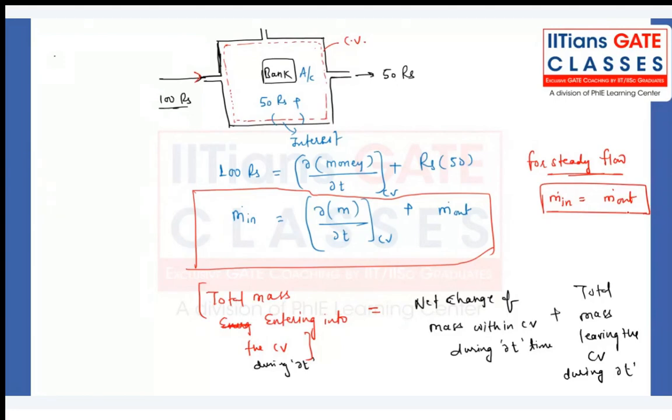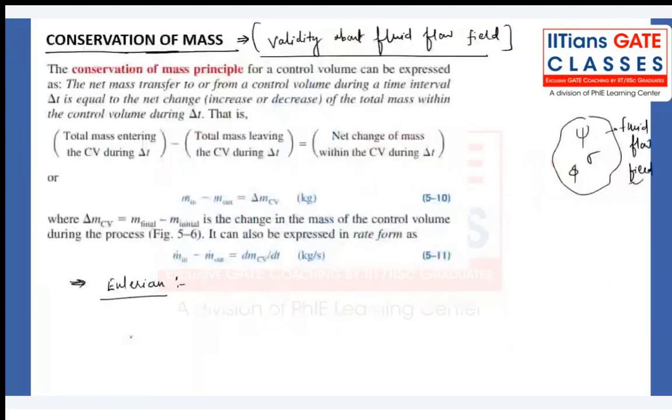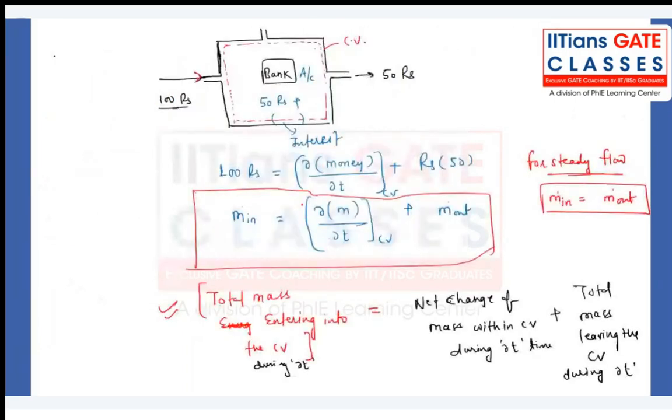Tell me, guys. This particular statement is written like this: total mass entering the control volume minus total mass leaving. That is 100 minus 50, so 50 is happening. 50 rupees plus whatever extra charges there are. That is the net change of mass within the control volume. Is that clear, all of you? Tell me, guys. All of you getting my point? Yes.